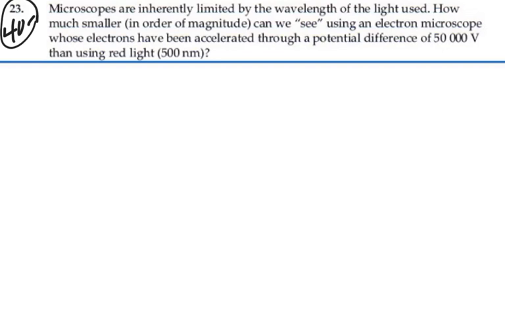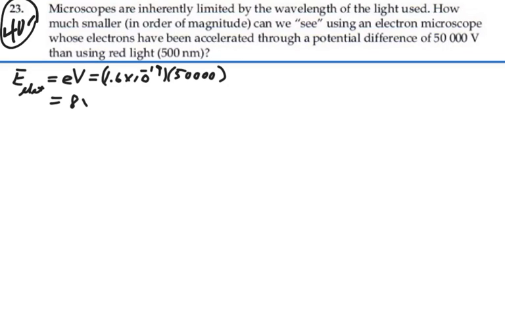Alright, what is the energy of our electrons? That's going to be equal to the charge times the voltage, 1.6 times 10 to the minus 19 times 50,000 volts, and that is equal to 8 times 10 to the minus 15 joules. So that is the energy of the electrons.